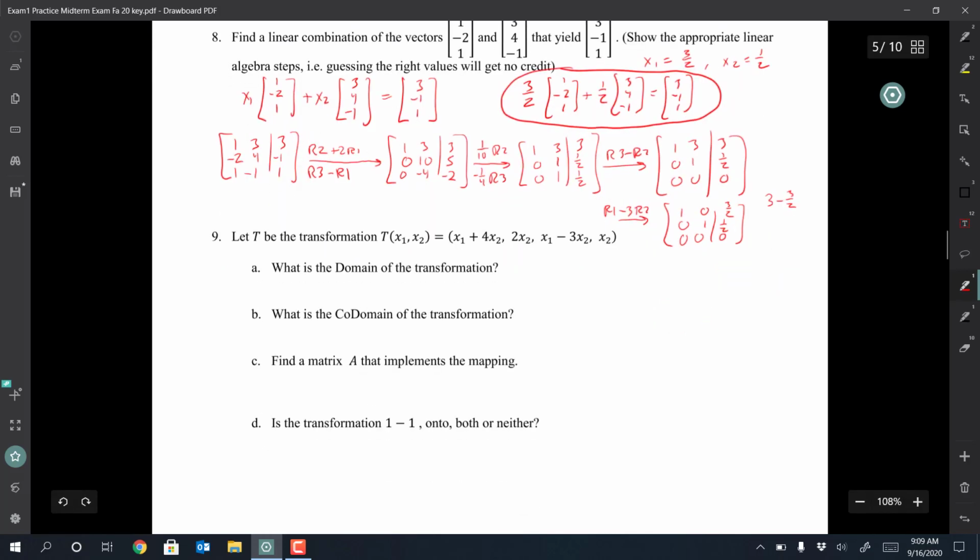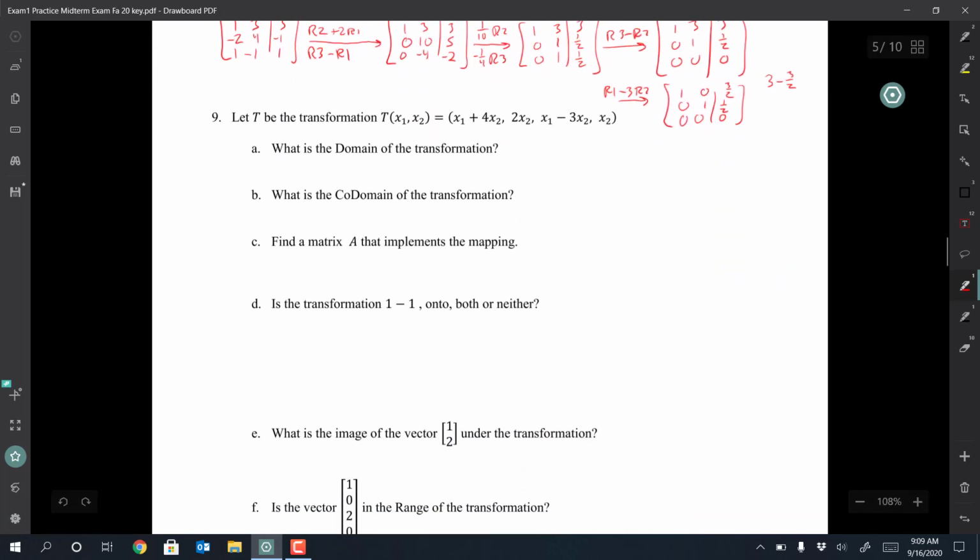All right. Next, number 9, let T be the transformation that is shown. And there's a bunch of questions about the transformation. So what is the domain? Well, I'm plugging in lists of 2 numbers into my transformation. That tells me my transformation is taking vectors from R2 and mapping them to R4, because my output is a list of 4 numbers. That means the domain is R2 and the codomain is R4. I am mapping vectors from R2 to R4.